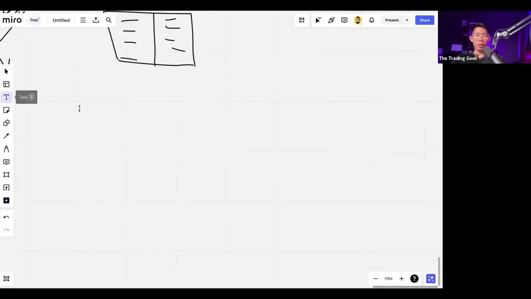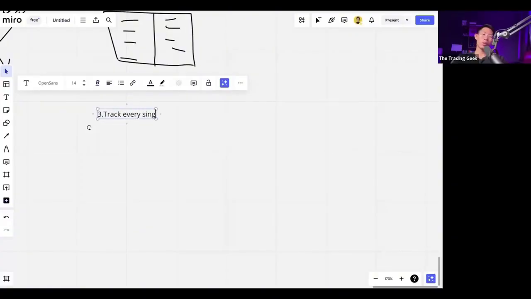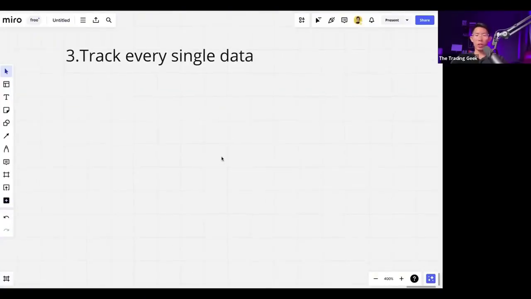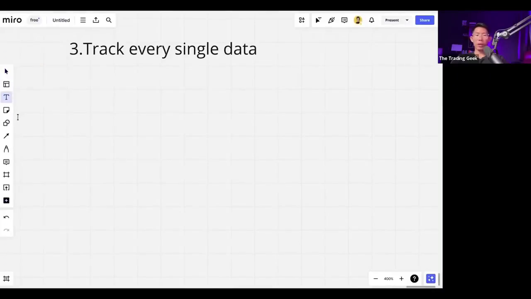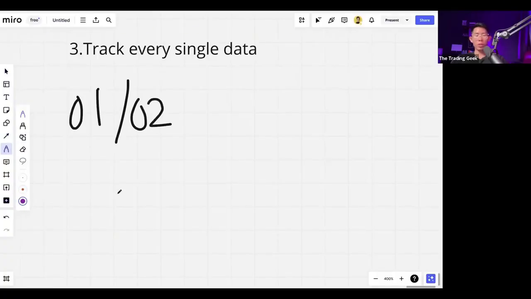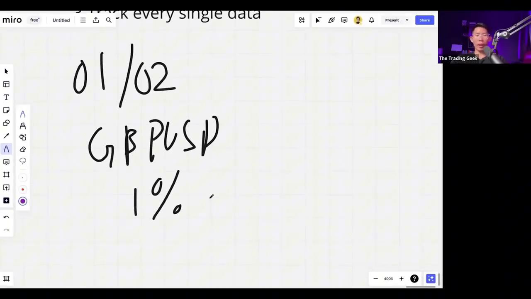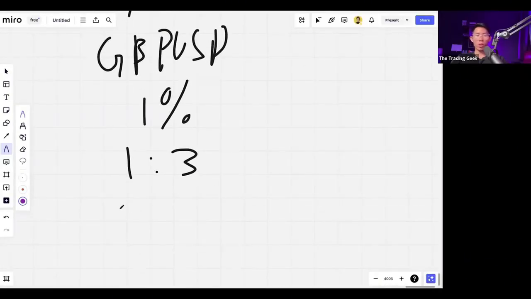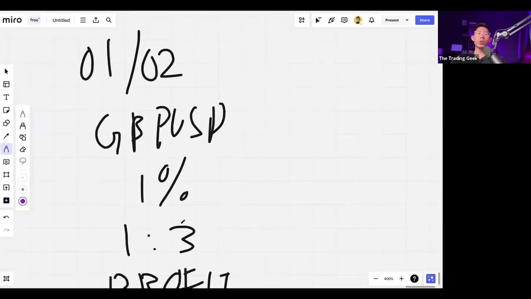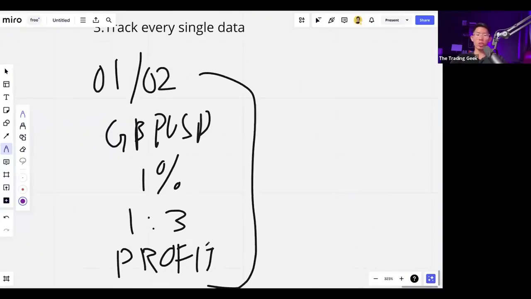Next habit would be to track every single data. You need to have some form of data tracker. You need to be able to track, okay, on this date, I entered this trade, risking about this percentage, and also with a 1:3 risk to reward ratio, and then this trade was a profit. So basically, you need to be able to track your data and have this information inside your tracker.